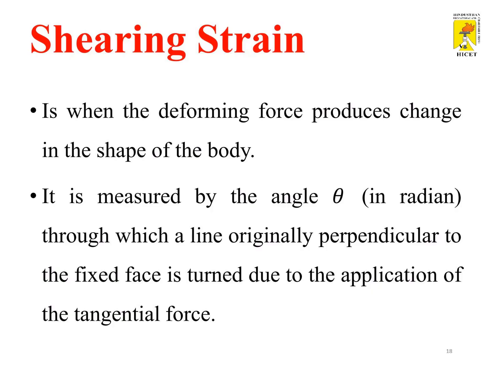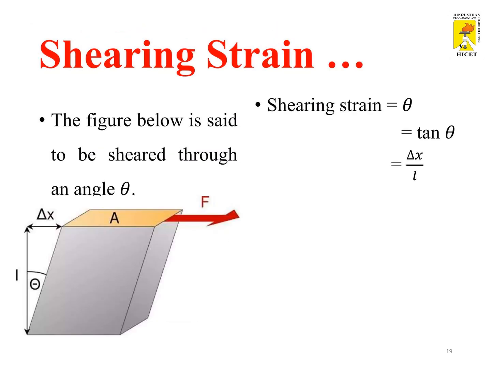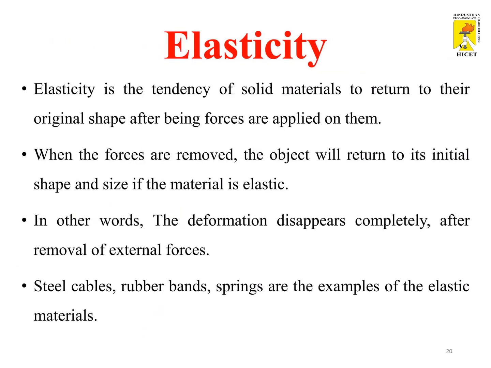Shearing strain is when the deforming force produces some change in the shape of the member. It is measured by the angle theta, in radians, through which the line originally perpendicular to the fixed face is turned due to the application of the tangential force. The formula for the shearing strain is equal to theta, and theta is tan theta, which is delta x by L. This is the example figure for finding the shear strain.